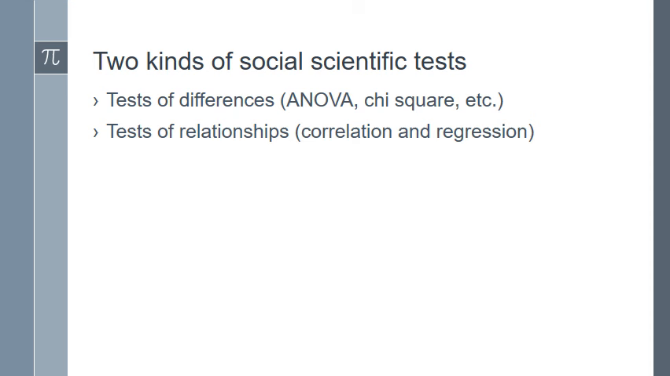Okay, so in review, remember there's two kinds of social scientific tests. You have the test of differences, so remember the ANOVA, chi-square, all of those. And then you have tests of relationships. So tests of differences are all about what are the chances that when I compare these two different groups, their differences are going to be more than beyond chance. Tests of relationships are all about how are two different variables, what's the likelihood of their correspondence being significant, okay? And that's where correlation and regression come into play.